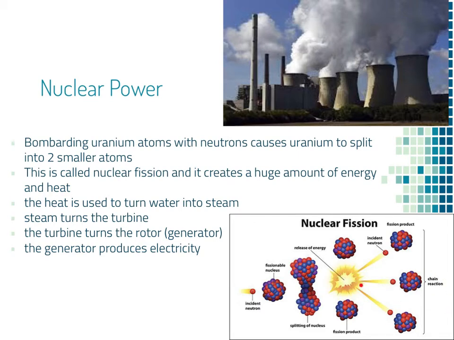When this energy is released, it produces heat. This heat is again used to turn water into steam. Steam turns a turbine, the turbine turns the rotor, and a generator produces electricity. You can see that we're just using different methods to turn a turbine, to turn a rotor in a generator.